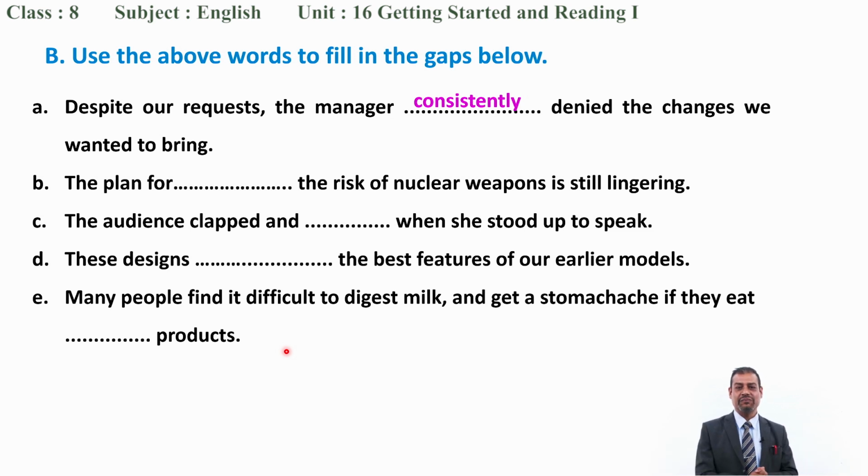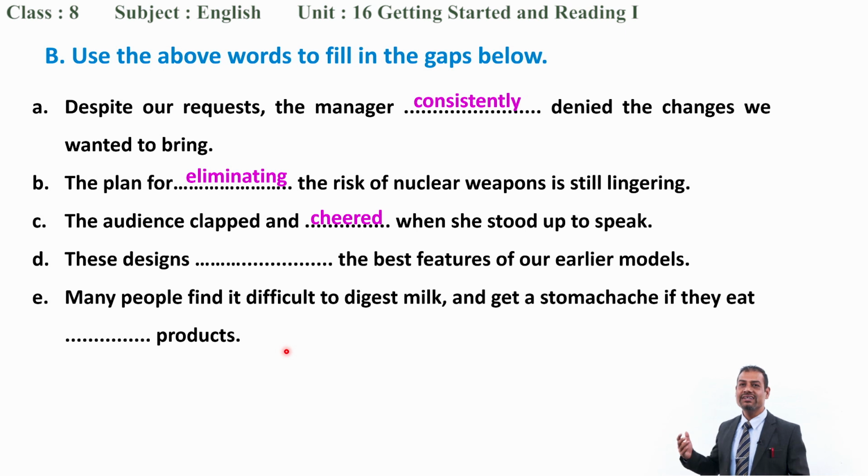Now, next one is the plan for. Which one is correct? The plan for eliminating the risk of nuclear weapons is still lingering. Is that the word you supplied? Yes, you are right. Now, next one is the audience clapped and. What is the correct word here? Yes, you are again right.